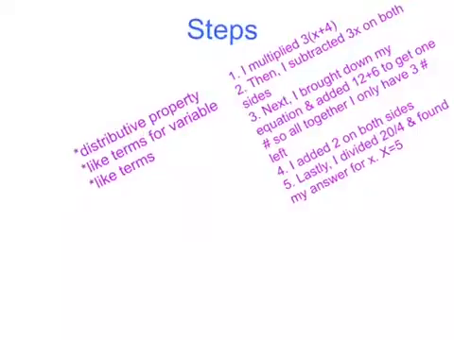So if that was a little tricky for you, I've written down the steps for the equation, to make it seem a little bit easier, if you can read it better than having somebody try and teach it to you. So at first I multiplied 3 times x and 3 times 4, and then I subtracted 3x on both sides to get rid of my variables, and then next I brought down my equation and added 12 plus 6 to get one number, so all together I only have 3 numbers left with one variable, and then I added 2 on both sides, and then lastly I divided 20 and 4 and found my answer for x, which was x equals 5.